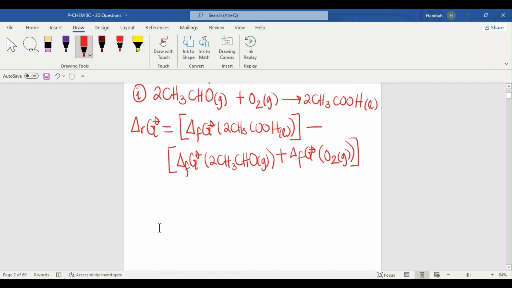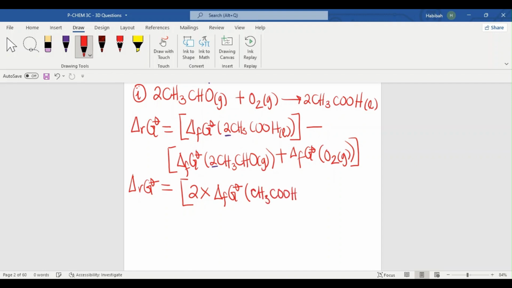Now we're going to reorganize again. You bring out the 2 because the 2 right here is a coefficient, and this 2 right here is also a coefficient. You cannot find the Gibbs energy of formation of 2CH3COOH or 2CH3CHO, because you can only find the Gibbs energy of formation for molecules or compounds. So you have to bring out the 2, just say 2 times the Gibbs energy of formation of each one of the compounds. That's how you properly arrange it.